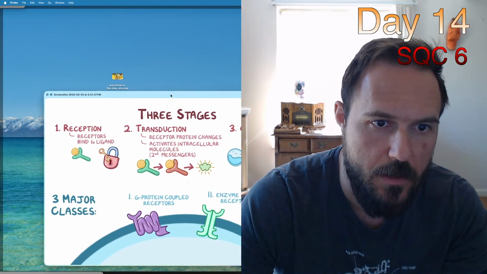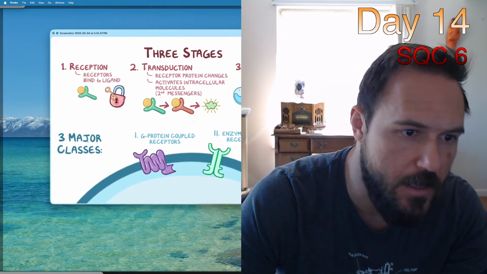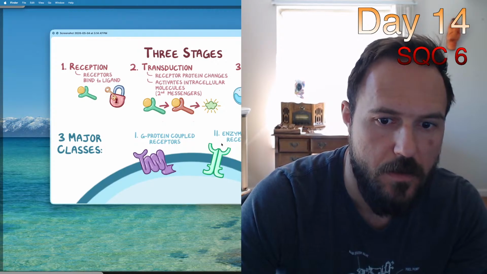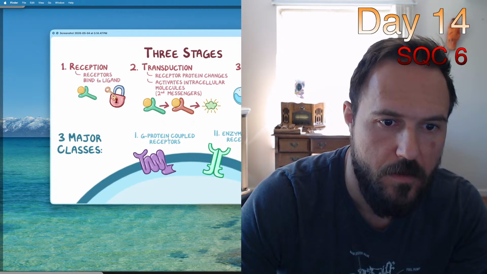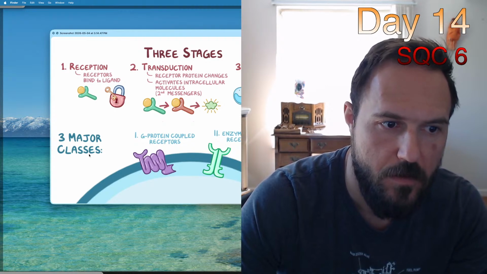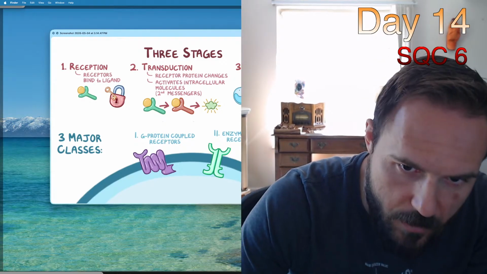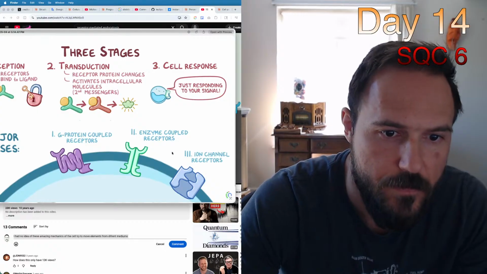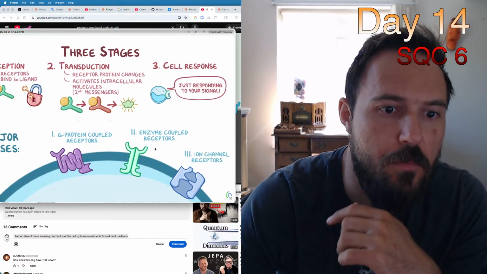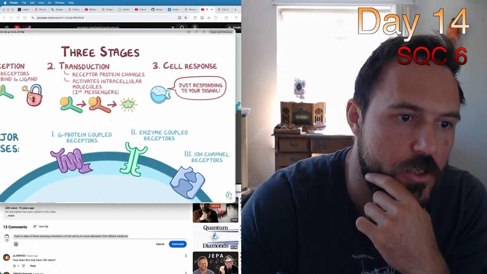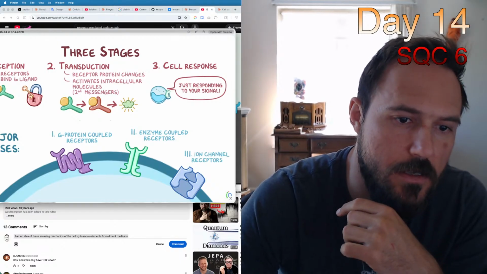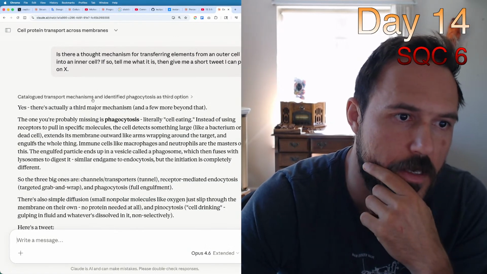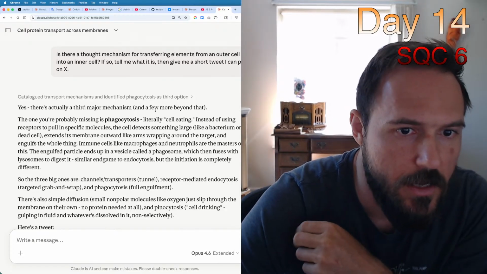So this is three stages and three types. Ion channel receptors. That totally makes sense now. Enzyme-coupled receptors and G protein-coupled receptors. So I know this and this. It's going to tell me enzyme-coupled receptors. I'm going to bet that. Yes, there is actually a third mechanism and a few more beyond that.